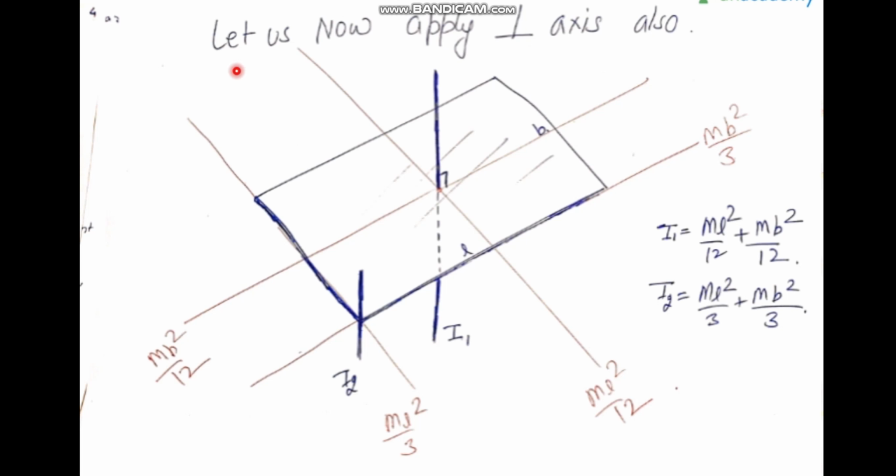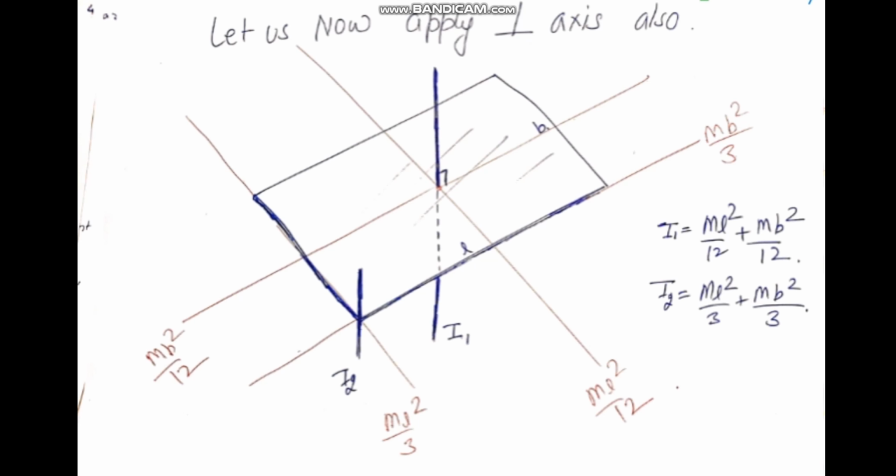Now we will apply the perpendicular axis theorem to this plate. This is the plate. Suppose this plate has length L and breadth B. If I choose this as the axis, moment of inertia will be MB square by 3. The perpendicular length is B. Similarly for this, it is MB square by 12. Now for this axis, it is ML square by 3, the perpendicular distance L, and for this axis, it is ML square by 12.